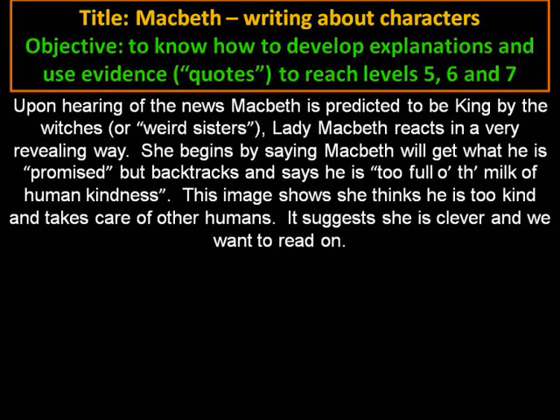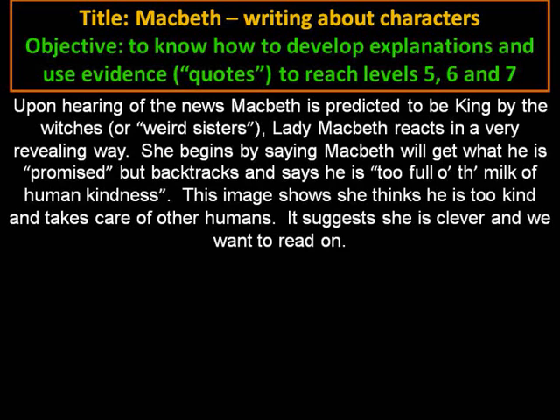Upon hearing of the news Macbeth is predicted to be king by the witches, or the weird sisters, Lady Macbeth reacts in a very revealing way. She begins by saying Macbeth will get what he is promised, but backtracks and says he is too full of the milk of human kindness. This image, this contrasting image, shows she thinks he's too kind and takes care of others. It suggests that she is clever, and we want to read on.